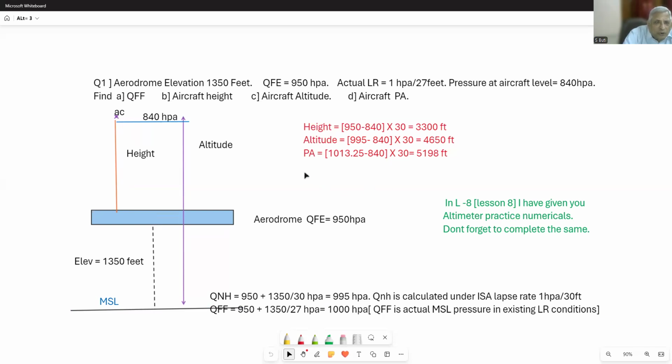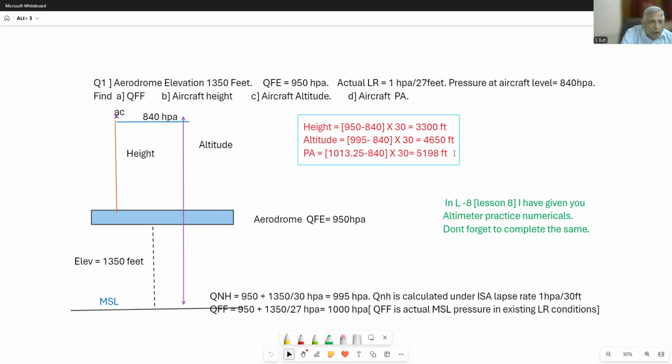And if he says, what is your pressure altitude? Then pressure altitude is 1013.25 minus ambient pressure into 30. So this aircraft pressure altitude will be 5198 feet.